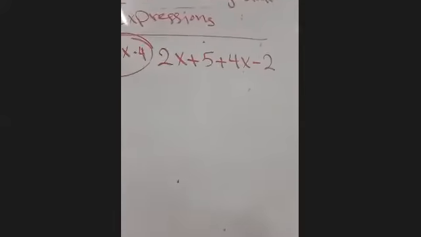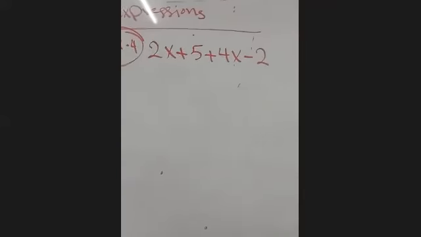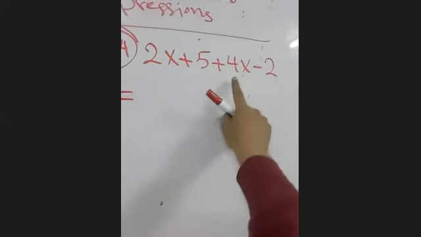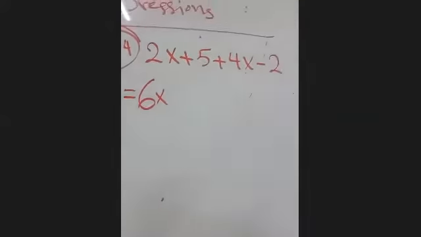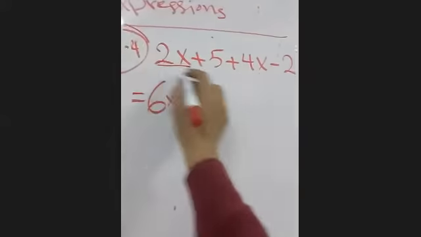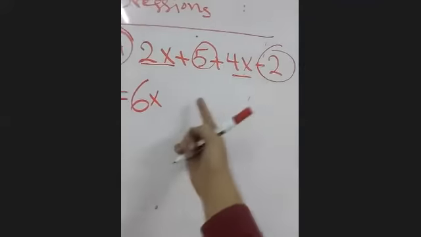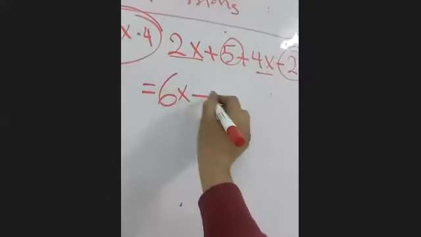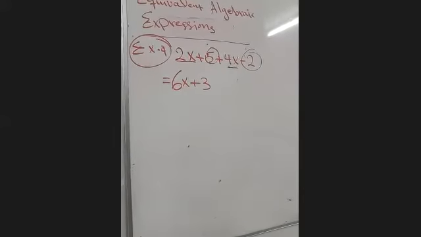Do we have parentheses? No. Do we have like terms? Yes. What are they? 2x and 4x. How much is 2x plus 4x? It's 6x. Do we have other like terms? Yes, 5 and 2. 5 minus 2, how much? It's 3, plus 3. Is it difficult? No. This is example 4, guys.